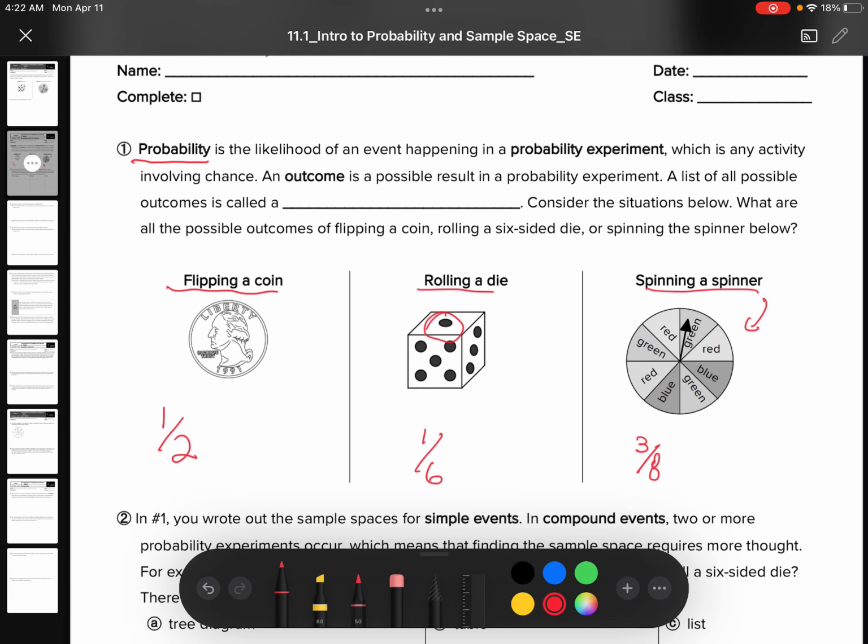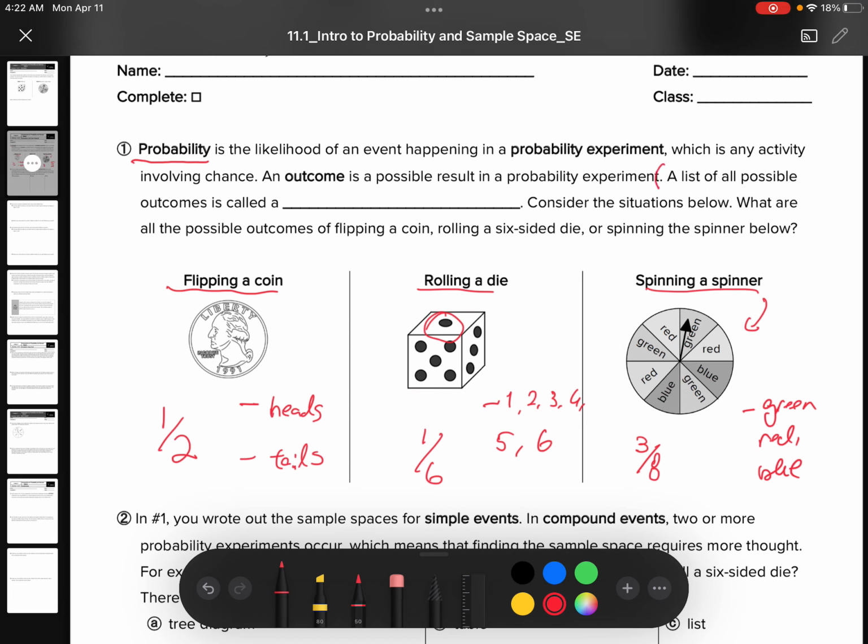Now, an outcome is a possible result in a probability experiment. When you flip a coin, the possible outcomes are heads and tails. For rolling a die, it's 1, 2, 3, 4, 5, 6. And in this example, there are 3 colors: green, red, blue. Is that it? Green, red, blue. Yep, that is right.